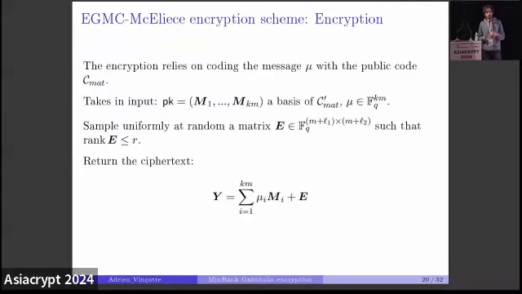So how do we encrypt? It is exactly what I just defined previously. You have a basis of your code, and if your message is mu, you compute a linear combination of the basis, and you add a random error of rank less than or equal to R. You add it to the linear combination, and it's your ciphertext.